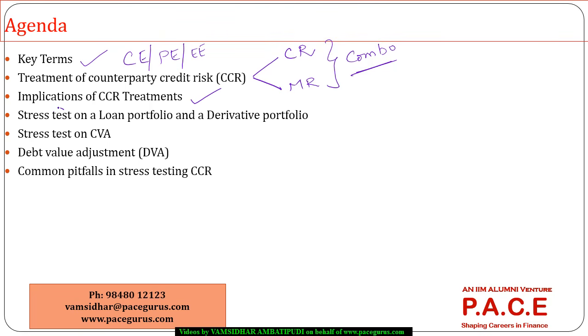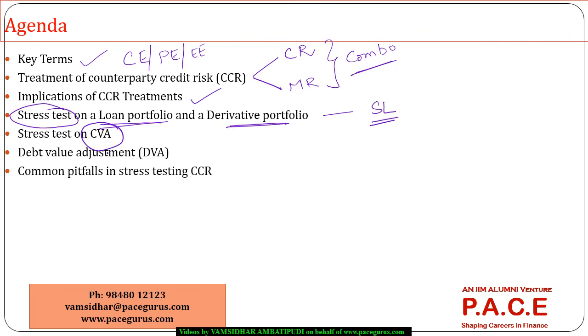Then we move on towards doing stress tests. One on a loan portfolio, two on a derivative portfolio. So how are the things different? Especially when I want to do a stress test on a loan portfolio versus a stress test on a derivatives portfolio, what are the key differences between these two mechanisms? How do I compute the stress loss in both these scenarios? So that's one point we are going to talk of.